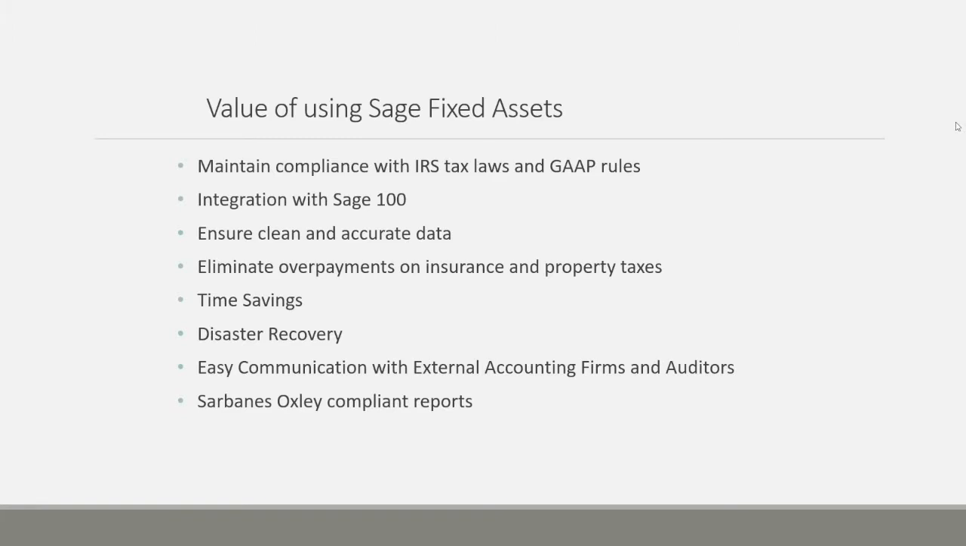So first, let's start off by identifying what are some of the values of using the Sage fixed asset solutions. The solution is going to help you maintain compliance with IRS tax laws and GAAP rules. It does a two-way integration with the Sage 100 solution, so certainly that is going to create some efficiencies by reducing duplicate data entry. It's going to ensure that you have clean and accurate data going in, so therefore on the reporting side coming out, you're going to have pretty accurate and concise data to work with.